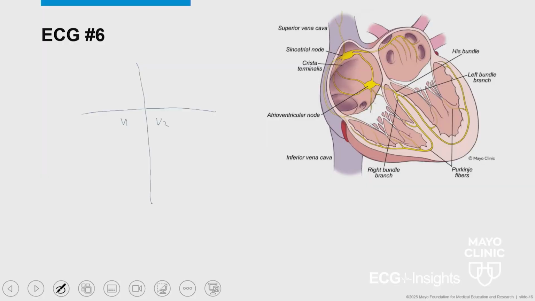So your lead V1 is placed here, V2 is placed here, V3 is here, V4 is the apex, then you have V5 and V6. And lead 1 is here, as you pointed out, AVF is here, 2 is here, 3 is here, AVR is here, and AVL is here.